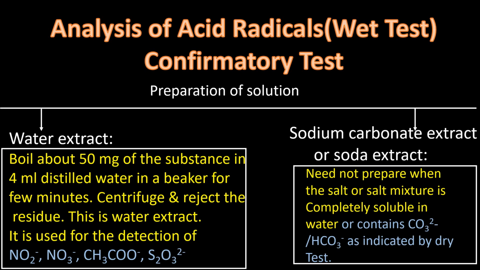So first let us discuss the water extract. You have to take the salt or salt mixture in a beaker, add water, boil it for 10 to 15 minutes, then cool it and centrifuge. Then reject the residue part, and that filtrate or centrifugate is your water extract. The water extract is generally used for the detection of nitrite, nitrate, acetate and thiosulfate.